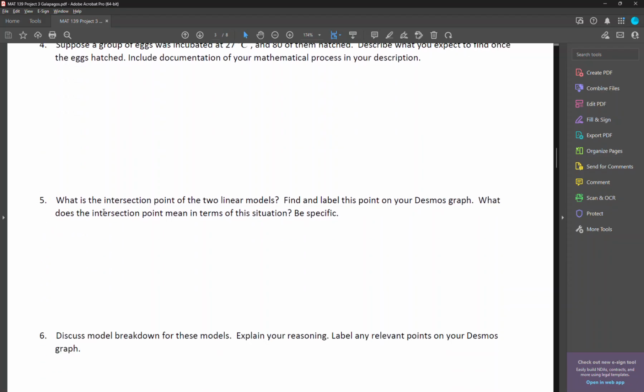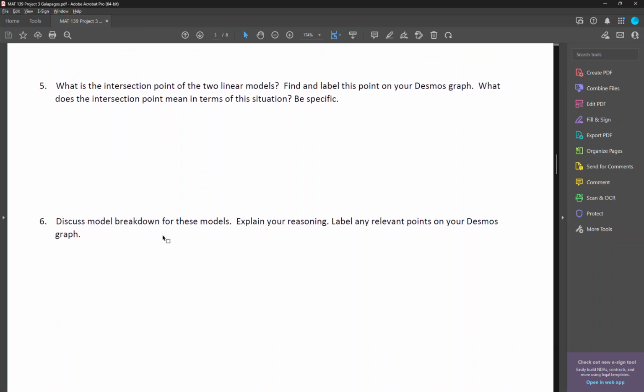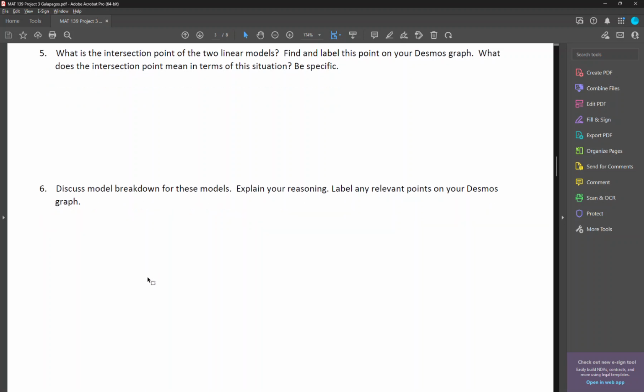Then you're going to look at the intersection point of the 2 linear models, find and label on your Desmos graph. What does it mean? Explain. And discuss model breakdown. Explain your reasoning, label any relevant points that helped you determine where model breakdown was going to occur by graphing those on Desmos. You can see we're going to have a Desmos file all in one folder that goes along with this part of the project. This is all linear work right now, so it does correspond with what we did in chapter 2, so we can refresh that and use that to complete part 1.